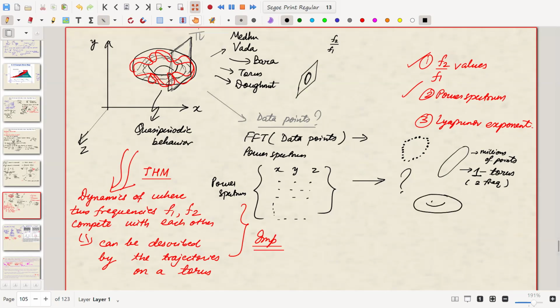So you see this vada, like this is a higher dimensional quasi-periodic orbit. This is also a quasi-periodic orbit. If you see a vada, it is also a quasi-periodic orbit. Maybe I can show you that vada actually.